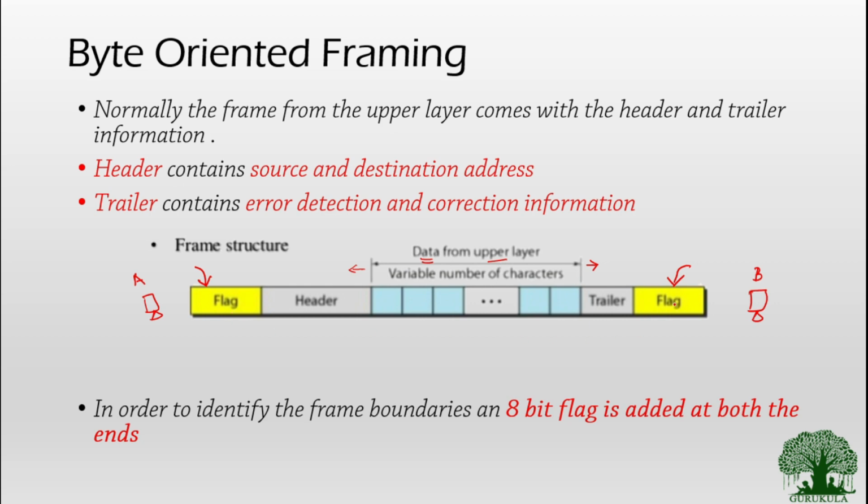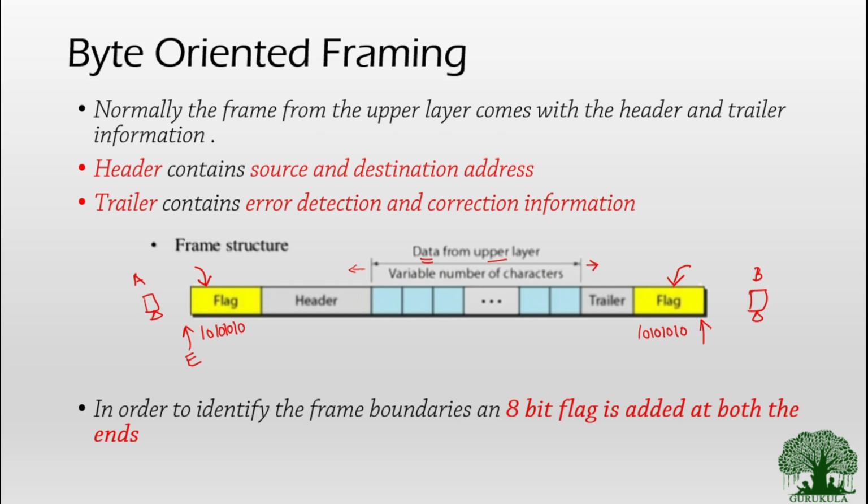This flag is nothing but 8 bits of information. Let us, for example, take it as 4 pairs of ones and zeros. Whenever these 4 pairs of ones and zeros are received for the first time, system B will identify that this is the start of the frame and keep on processing the data. And whenever I receive another 4 pairs of ones and zeros, I will assume that this is the end of the frame. That is how the boundaries of the frame are identified using the byte oriented approach.